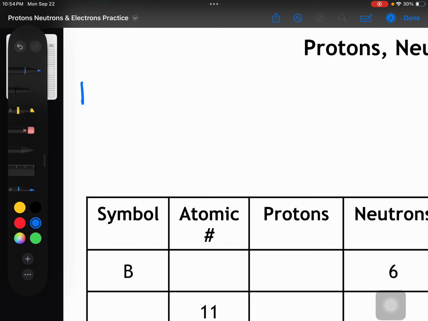So we have our mnemonic APE-MAN, where atomic number equals protons, which also equals the number of electrons, only in the case that the atom is neutral. So for this section, this is a special case, but atomic number and proton will always be the same.